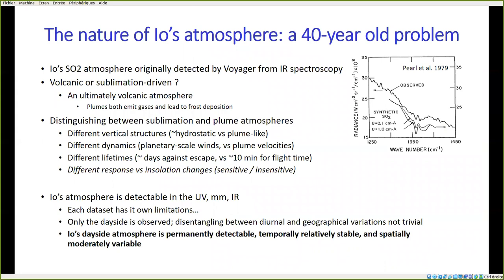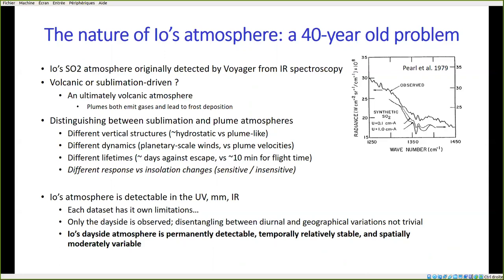Io's atmosphere was discovered by Voyager more than 40 years ago, and since then there have been a number of observations of this atmosphere from the ground. And the number one goal of all these observations has been to try and answer the essential question of the nature and source of Io's atmosphere. Is this atmosphere primarily supported by sublimation equilibria or directly by active plumes?